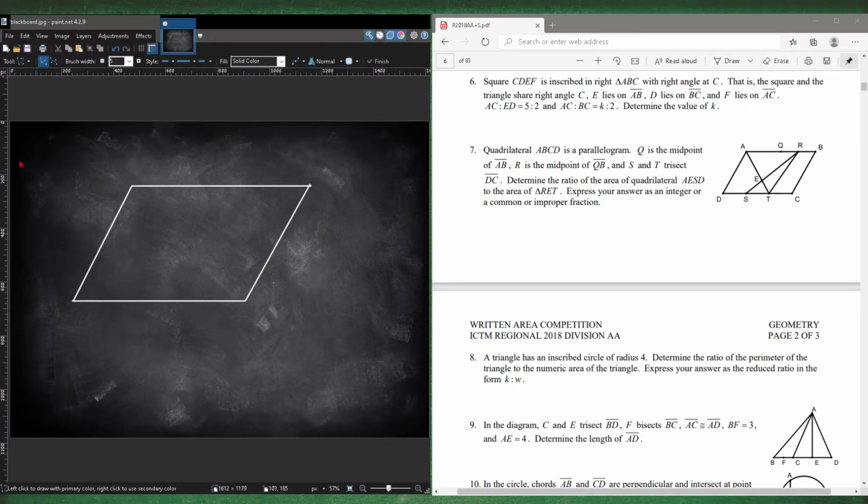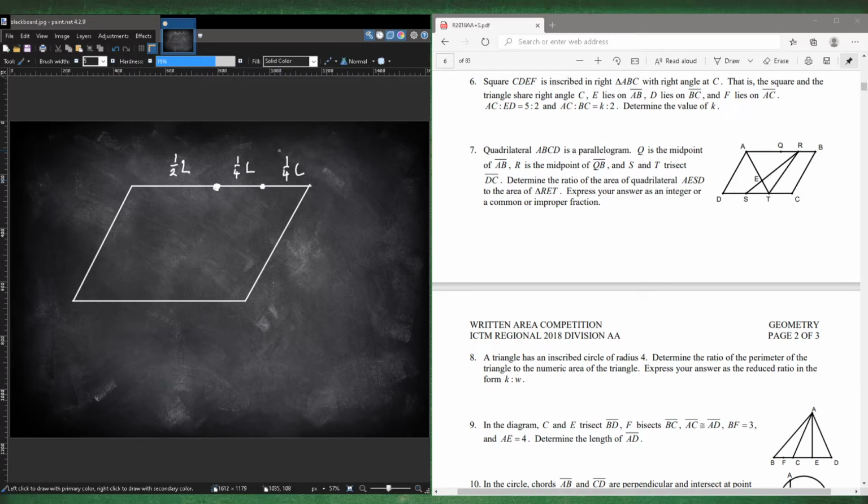Okay. And they say that Q is the midpoint of AB. So this is the midpoint. And they say R is the midpoint of QB. I mean, Q is the midpoint of AB and R is the midpoint of QB. So that tells us that if this is a side length, this is a half of that length. This is a fourth of that length, and this is also a fourth of that length, because half of a half is a fourth.